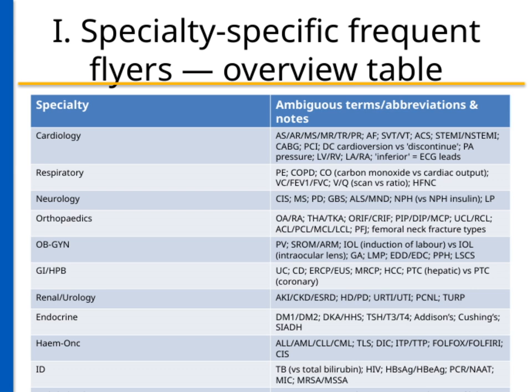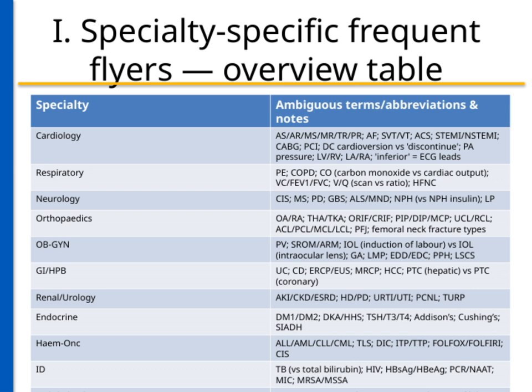Moving to respiratory, abbreviations like PE stand for pulmonary embolism, and COPD is chronic obstructive pulmonary disease. Be aware that CO can refer to carbon monoxide or cardiac output, depending on the context. VC, FEV1, and FVC are vital lung function tests: vital capacity, forced expiratory volume in 1 second, and forced vital capacity. VQ means ventilation perfusion scan, or ratio, and HFNC is high-flow nasal cannula oxygen therapy.